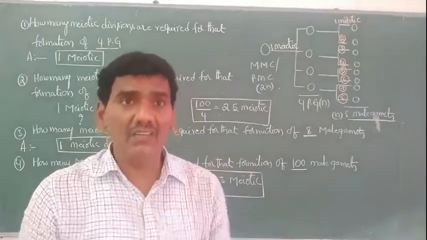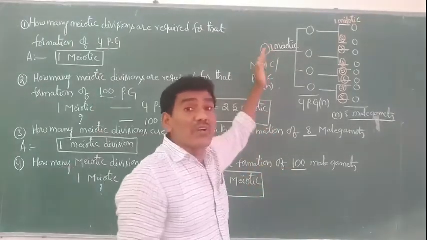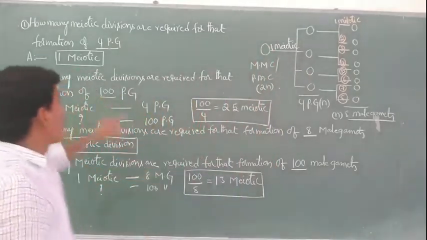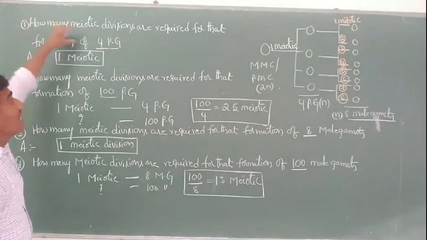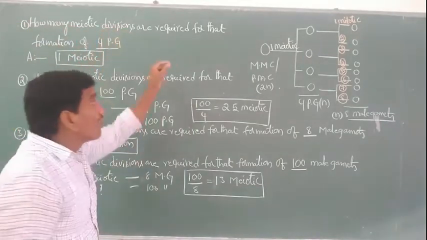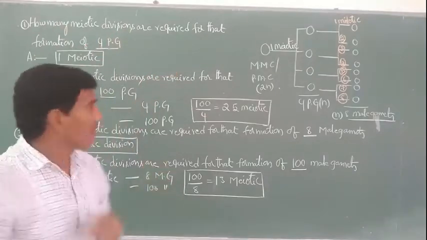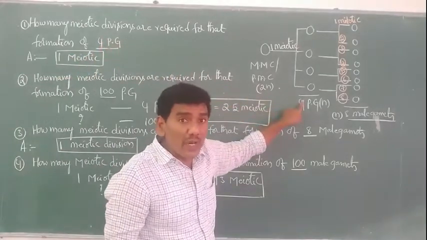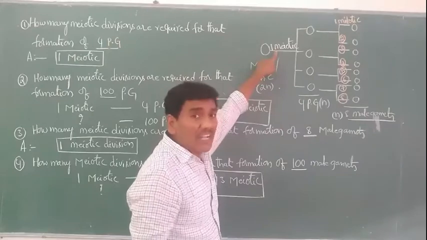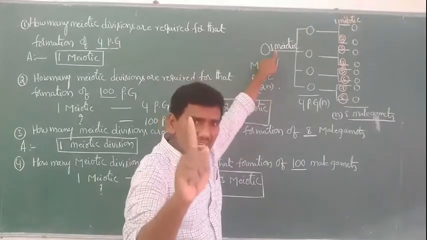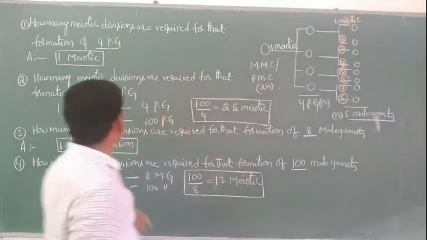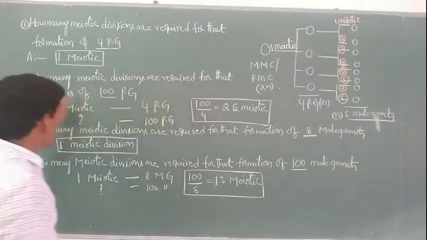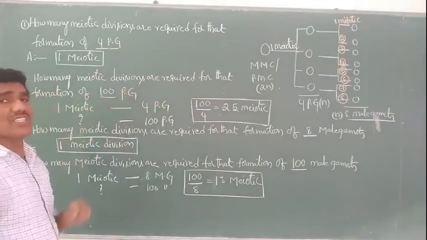Here is the flowchart of microsporogenesis. First of all, the first question is, how many meiotic divisions are required for the formation of 4 pollen grains? For the formation of 4 pollen grains, 1 meiotic division. Second question is, how many meiotic divisions are required for the formation of 100 pollen grains?